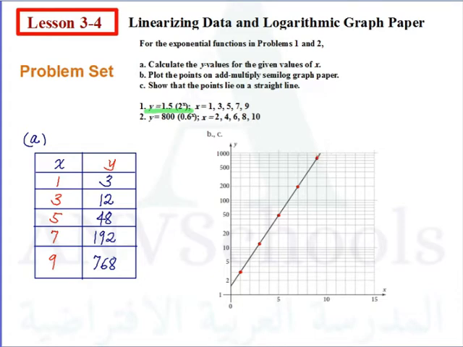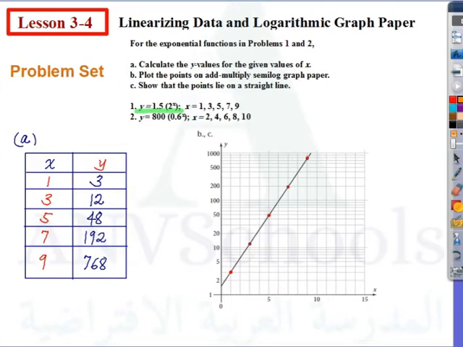And notice that it will follow a straight line. Noting all of these points and graphing will just give us a straight line. Okay, so this is for number 1. Let's go to number 2.